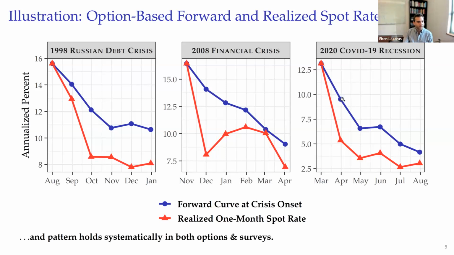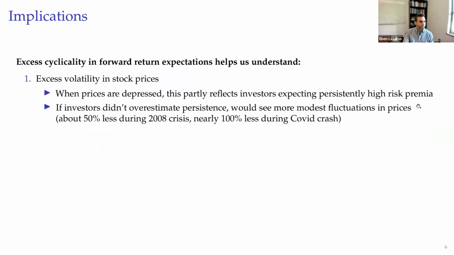And interestingly, we find the same thing, not just in these cherry-picked crisis episodes, but over the full sample in a countercyclical way. And in surveys. So this pattern is quite consistent no matter where we look. And I'll show you evidence of that as I go. We think this is interesting and important for a bunch of reasons, and hopefully I'll have a bit of time at the end to get into some of these.